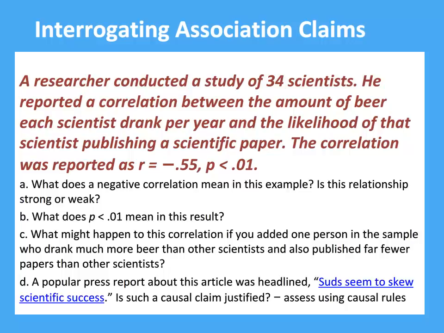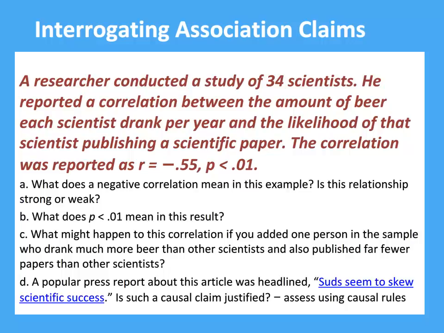All right, C, what might happen to this correlation if you added one person in the sample who drank much more beer than the other scientists, excuse me, and also published far fewer papers than the other scientists? Please take a second to answer question C. Hopefully you've had a minute to answer question C. What might happen to this correlation if you added one person in the sample who drank much more beer than the other scientists and also published far fewer papers than other scientists?